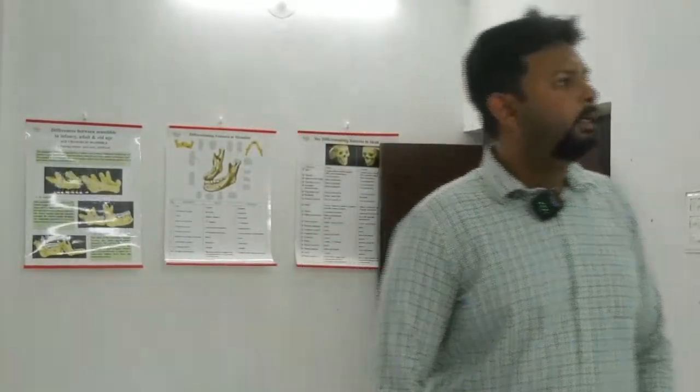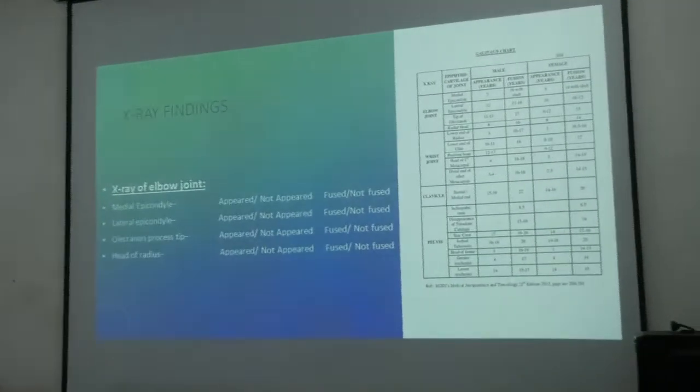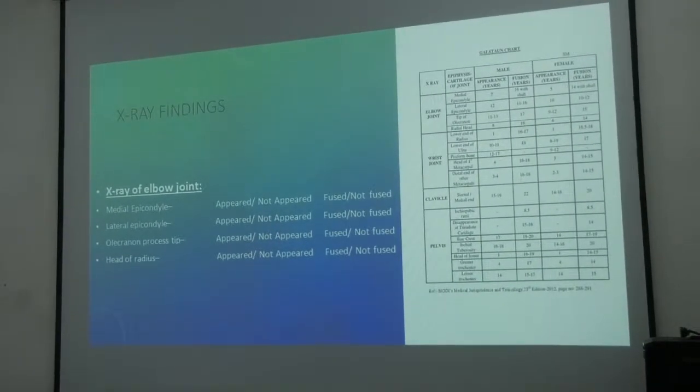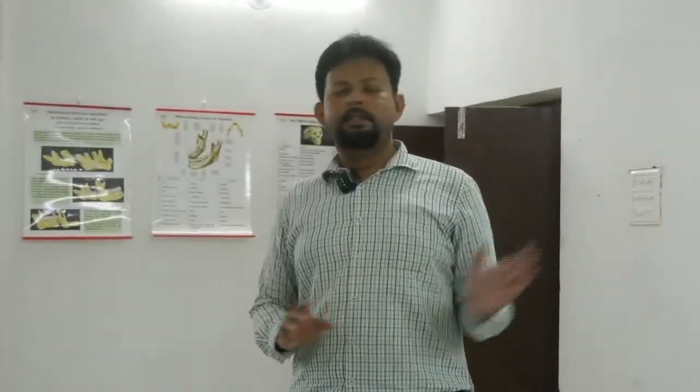G-A-L-S-T-A-U-N, Gallstone chart. Gallstone did the study on the Bengali population and got the parameters, that is, from the data of that study, when fusion happens and when appearance happens in the Bengali population. It is accepted by the Calcutta High Court. That is why the chart is important.